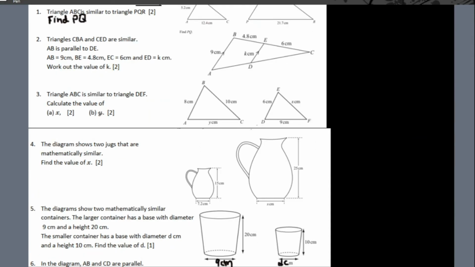Question 4, which is: Diagram shows two jugs that are mathematically similar. Find the value of x. So simply we'll do 15 over 25 equals 7.2 over x. Cross multiply this yourself and get the answer. Question 5. The answers are at the end of the worksheet. Question 5 is, again we have to find the value of d. So again 20 over 10 equals 9 over d. So cross multiply and you would get the value of d.